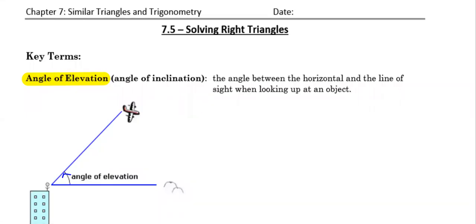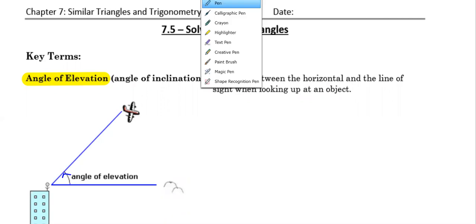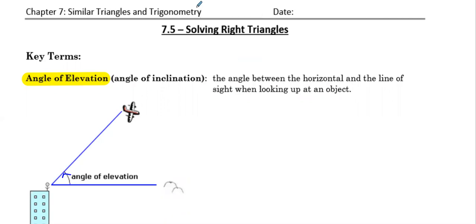Okay, in this brief little lesson, we're going to take a look at solving right triangles using the primary trig ratios. First, we're going to just talk a little bit about some key terms that you need to know as far as working with these sorts of problems. So the first term is angle of elevation.